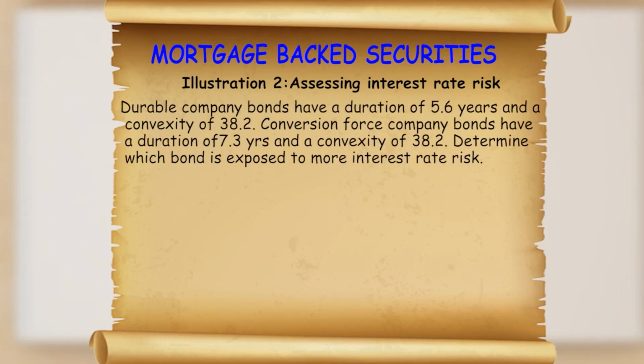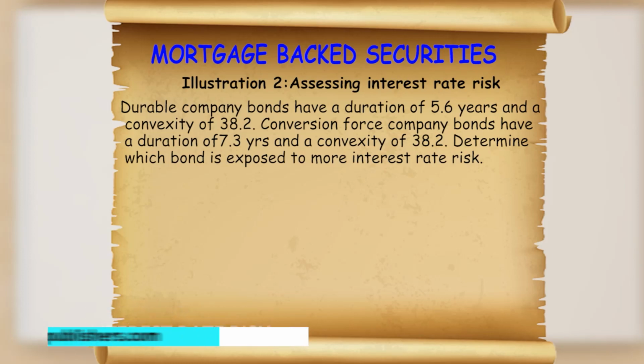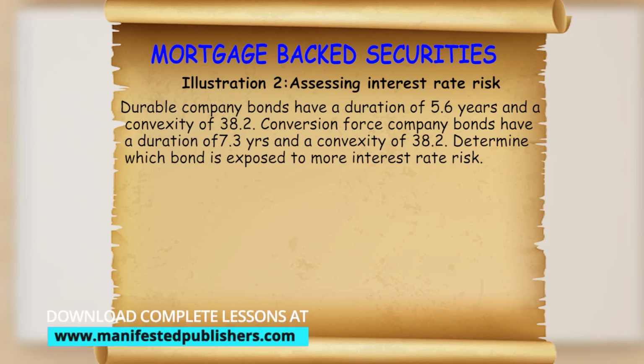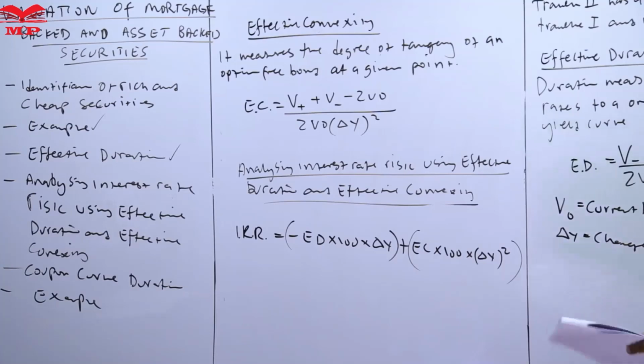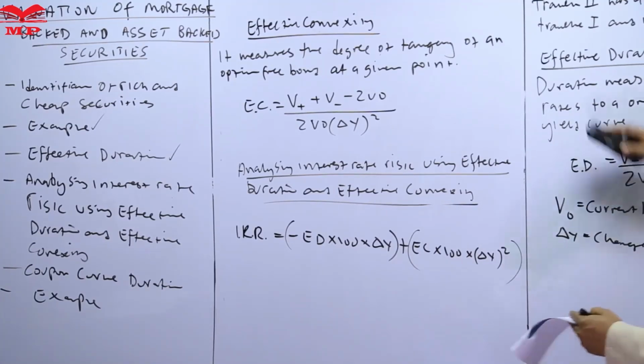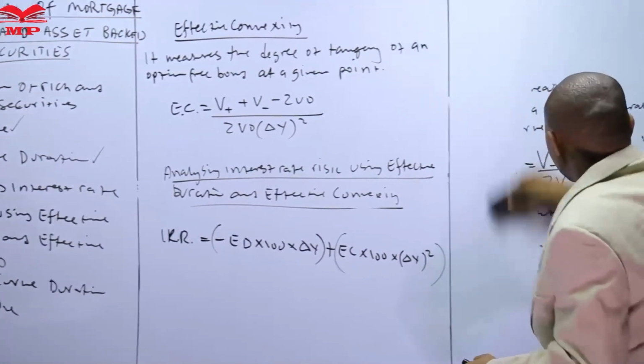Durable company bonds have a duration of 5.6 years and a convexity of 38.2. The conversion force company bonds have a duration of 7.3 years and a convexity of 38.2. Determine which bond is exposed to more interest rate risk. We can see that they both have the same convexity, both durable and conversion force companies. So we just apply the formula to measure interest rate risk.